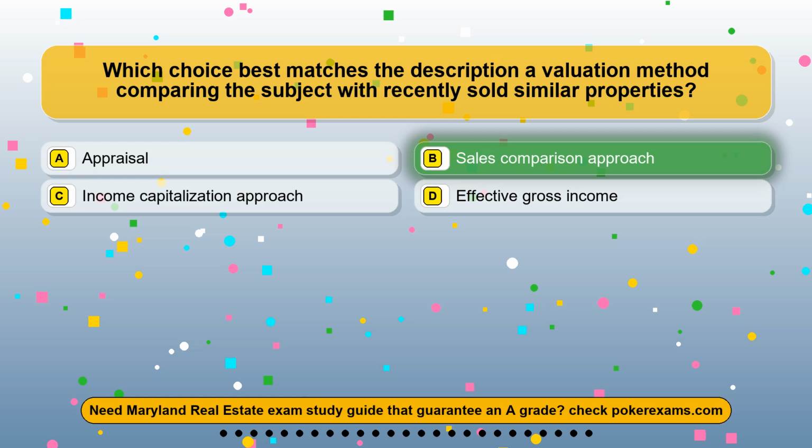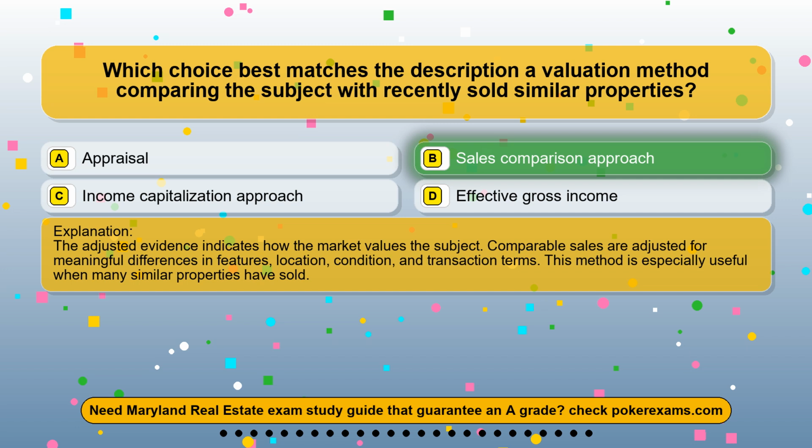The correct answer is option B, sales comparison approach. The adjusted evidence indicates how the market values the subject. Comparable sales are adjusted for meaningful differences in features, location, condition, and transaction terms. This method is especially useful when many similar properties have sold.